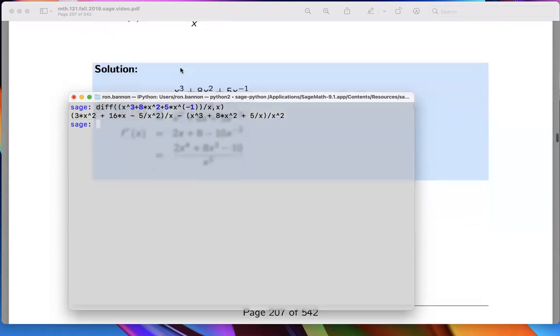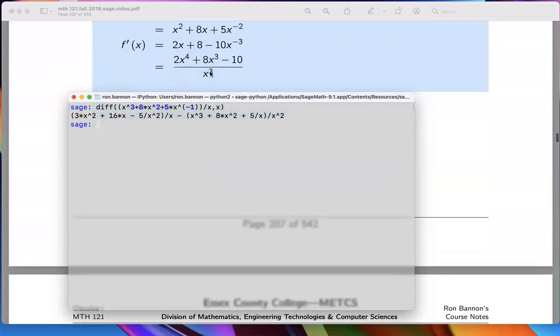Let's take a look at it. And again, I'm not really seeing what I get over there. So I'm going to try again. I'm going to try something different, simplify. See what happens.